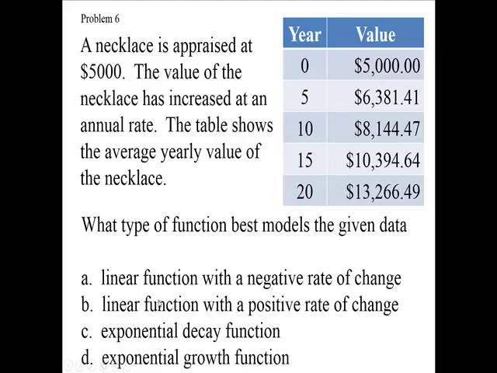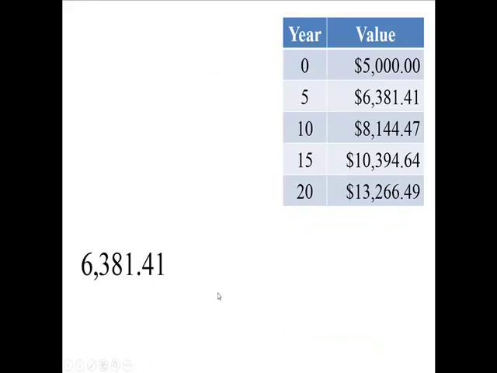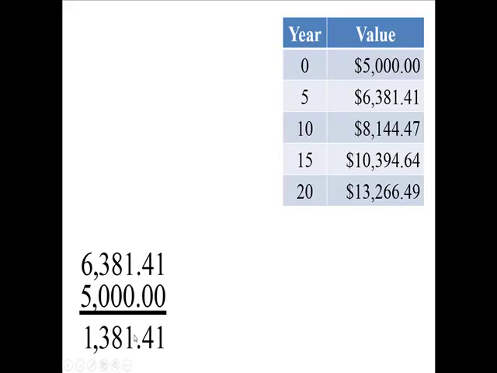Well, if it's linear, a line has something we call slope. Let's look at the value after 5 years and then subtract the value for 0 years, when it was appraised in year 0 at 5,000. So this went up about $1,000, about $1,381.41. Now, if we go from 63.81 up to 81.44, let's write down the 81.44 and subtract the 63.81.